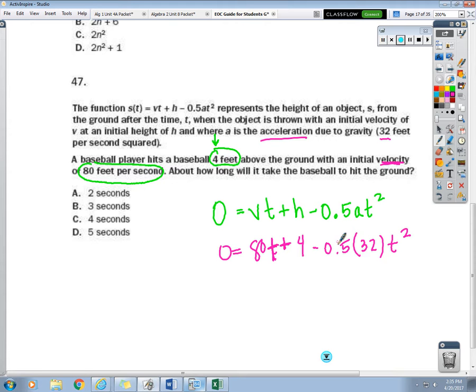Now I want you to graph this. Go to y equals and plug in 80x plus 4 minus 0.5 times 32x squared. Just turn the t's into x's when you try to graph it.